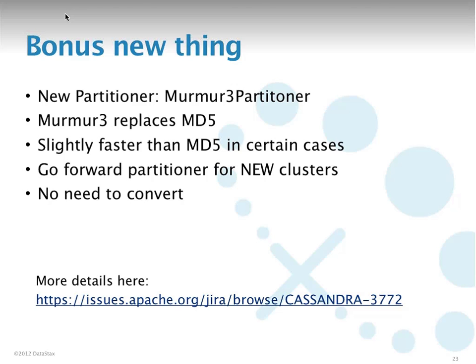So if you don't believe me, this is open source, right? We can go look exactly at what happened. I have the JIRA right here, Cassandra 3772. That is the entire details from the proposal all the way down to it being committed.